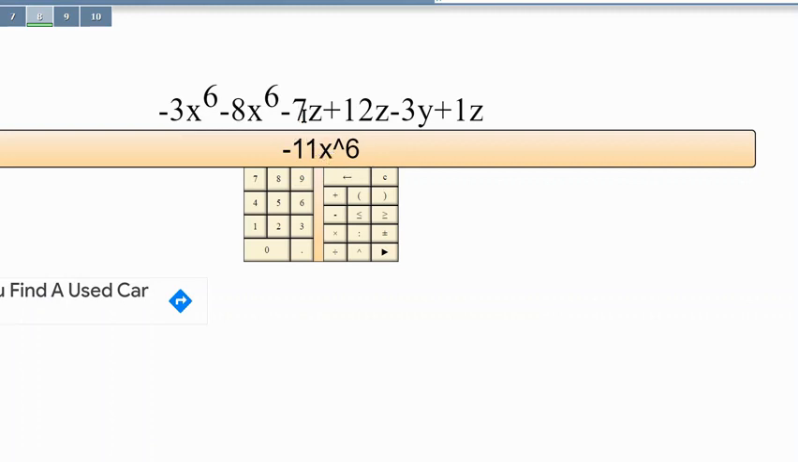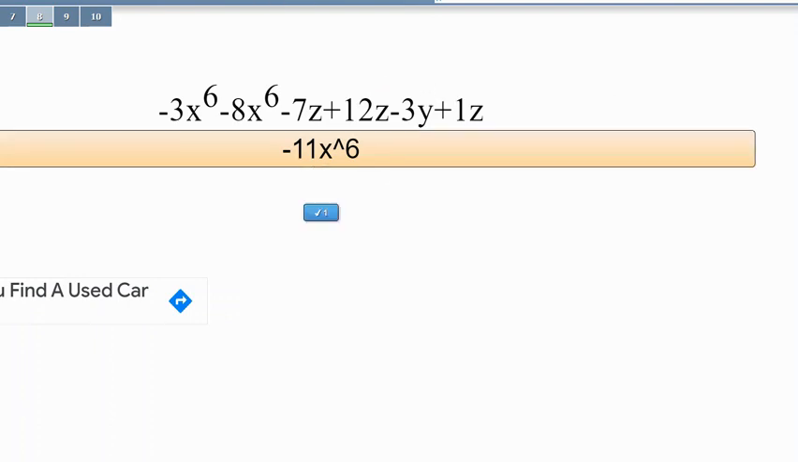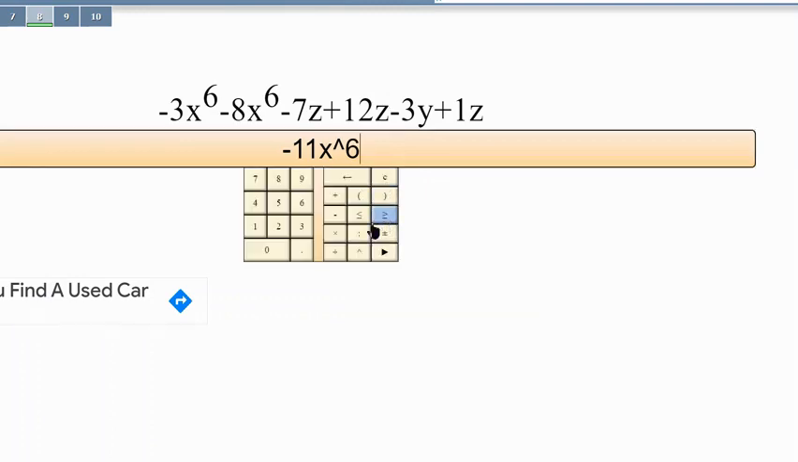Then I'm going to combine my z's. So negative 7 plus 12 plus 1, which is 6. Because it's positive, I'm going to use plus 6 and the letter z, the variable z. And then I have this y. This y has no family, it's by itself. So I just copy the negative 3y.